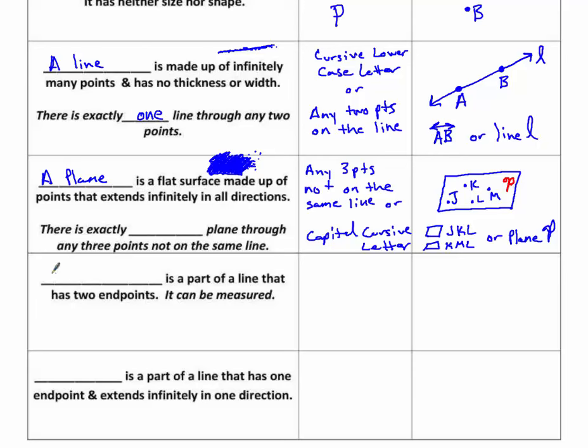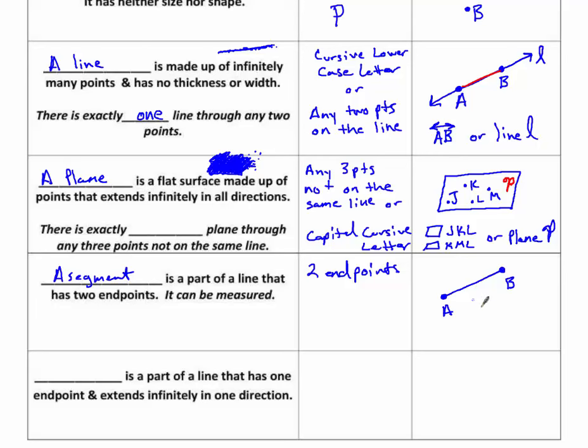Okay, our next one is another word that you've probably heard before, a segment. A segment is part of a line that has 2 endpoints. It can be measured. So if we look back up at this line we drew up here, this line AB, well, just from A to B right there, that's just a segment of line AB. So the way that we name a segment is with our 2 endpoints. So what that would look like is we have segment AB. And we could have just taken it and cut it right out of this line and dragged it down here, and that would be our segment AB.